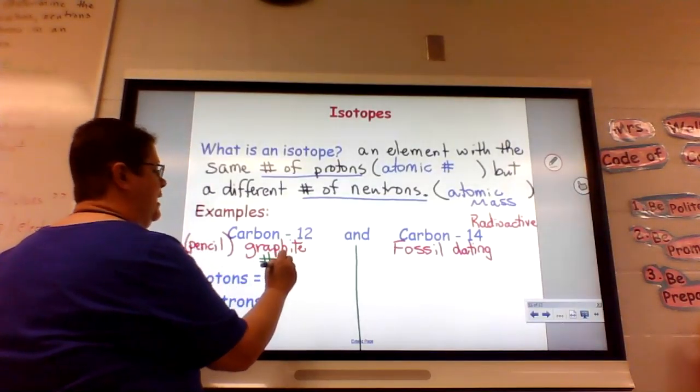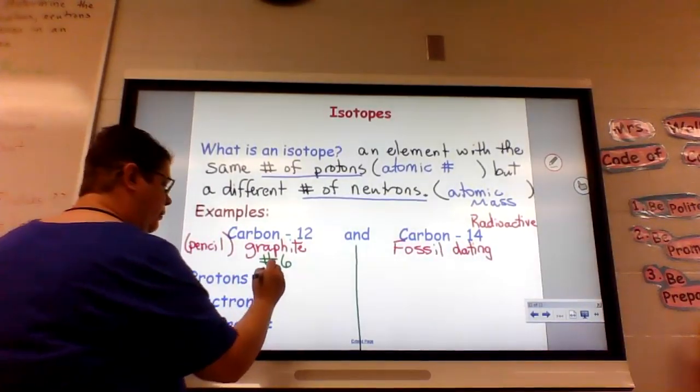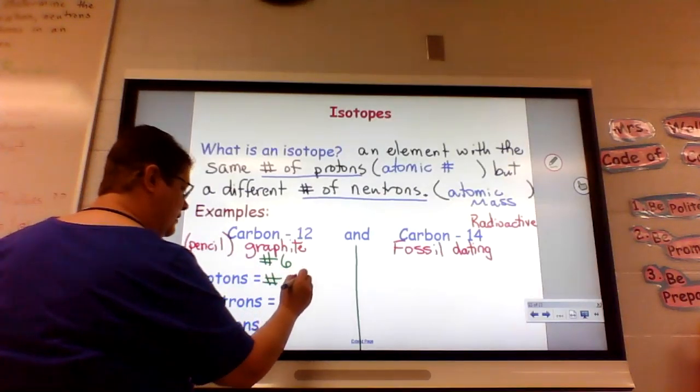So, how many protons are there, Tyler? We already got the numbers. Both numbers are on the board. Okay. So now what? How many protons are there? 6. Very good. The atomic number tells the protons. There's 6.